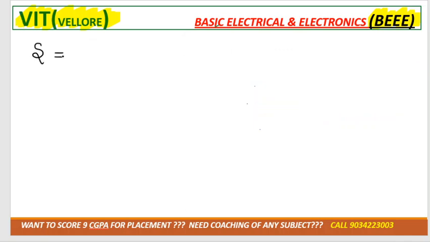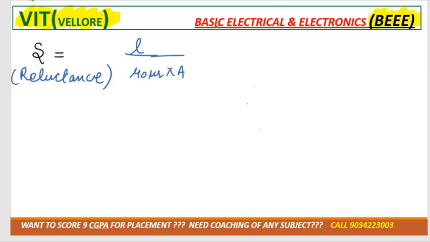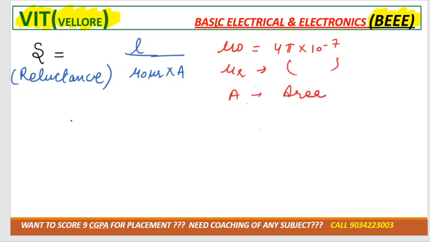First of all, we should know the formula of reluctance, that is denoted by S. Write it down: S is equal to L divided by mu naught mu r A. What is mu naught? Mu naught value is fixed, 4 pi into 10 raised to power minus 7, and that was given in the question, and A is the area, correct? And the unit of S is ampere per Weber. This formula is very important.